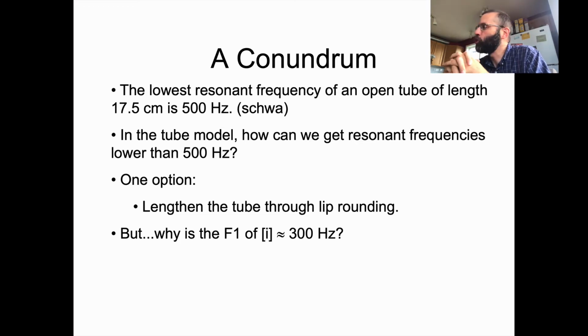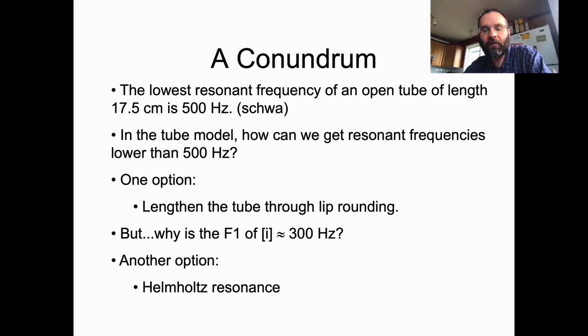So I can round my lips like that, but I'm not going to be able to extend my lips to be twice the length of my entire vocal tract. My lips don't come out for 7 inches in front of my face, right? Or even 6. Maybe just a little bit further than normal. So how do we get that low first formant frequency for a vowel like E, a high vowel like that? We take advantage of a different physical phenomenon known as a Helmholtz resonance.